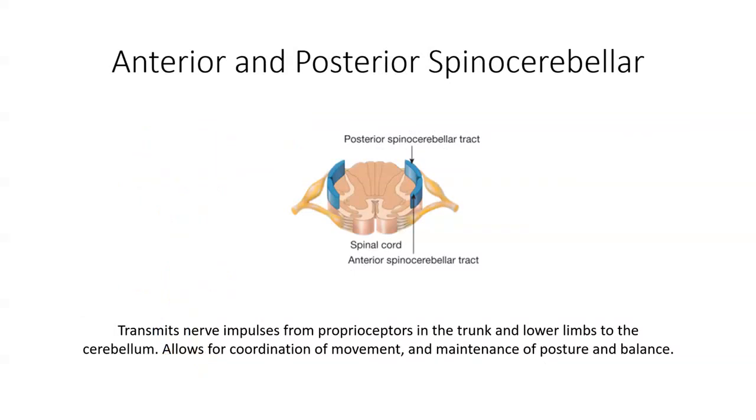Now, I mentioned that we also have an anterior and a posterior spinocerebellar tract that transmits nerve impulses from proprioceptors in the trunk and the lower limbs to the cerebellum, and that these nerve impulses assist with things like coordinating movement and maintaining posture and balance. Now, we're not going to go into detail about these pathways. I simply want you to be aware that they exist and that these sensations we're typically not consciously aware of.